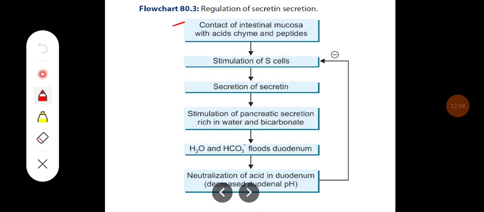So this is how secretin secretion is regulated. The contact of intestinal mucosa with acid chyme and peptide increases the secretion of secretin from S cells, which stimulates the pancreatic secretion rich in water and bicarbonate. This neutralizes the acid in the duodenum, which leads to increased duodenal pH. That negatively inhibits the production of secretin from S cells.